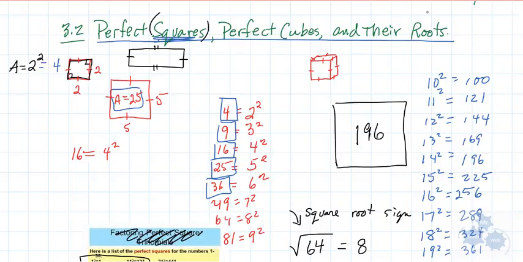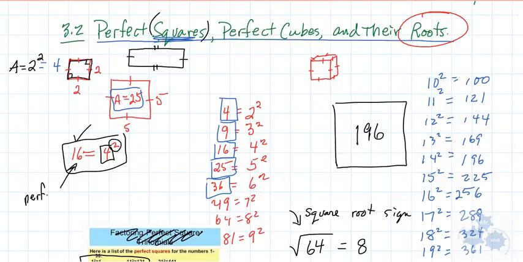Now, I want to talk about roots here. If we take a look at this statement right here, 16 equals 4 squared, 16 is a perfect square because I have a whole number here that I am squaring. It makes sense. So this right here, 16, is the perfect square. And the 4 is the root, or the square root. 16 is the perfect square, 4 is the square root.